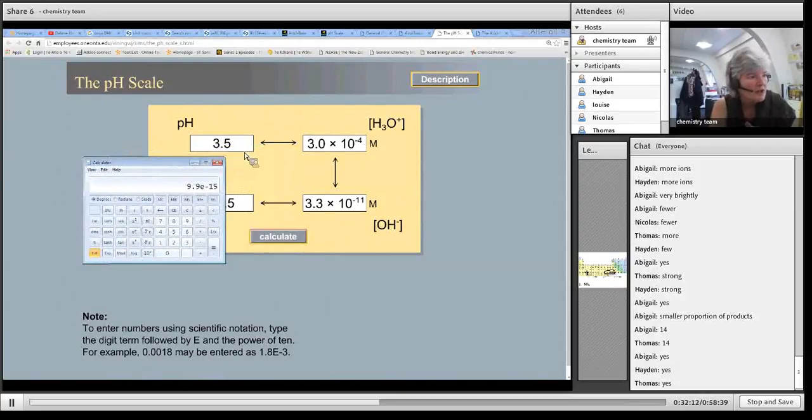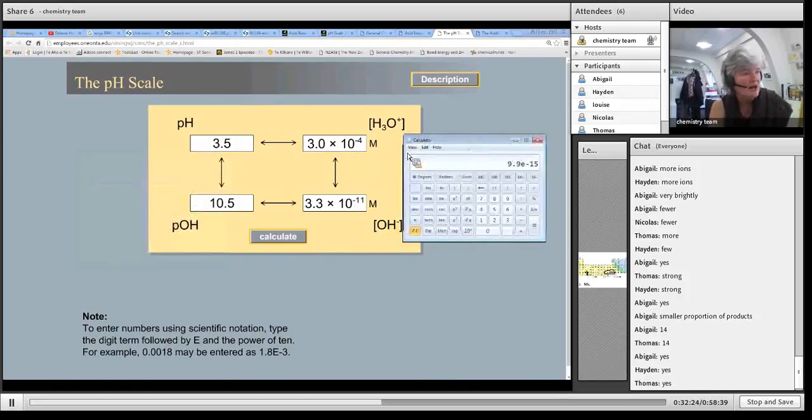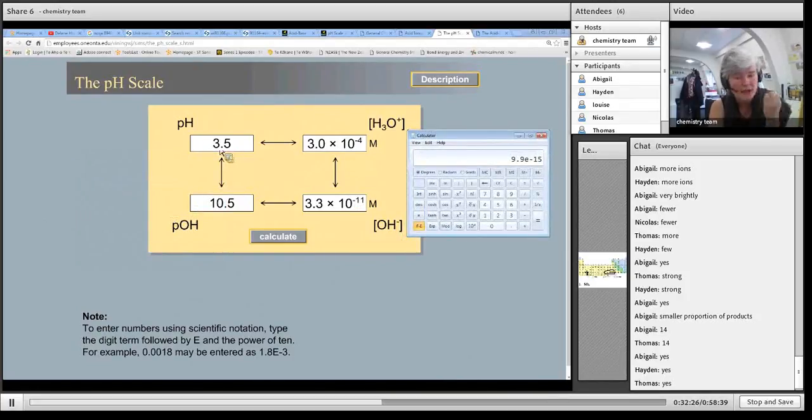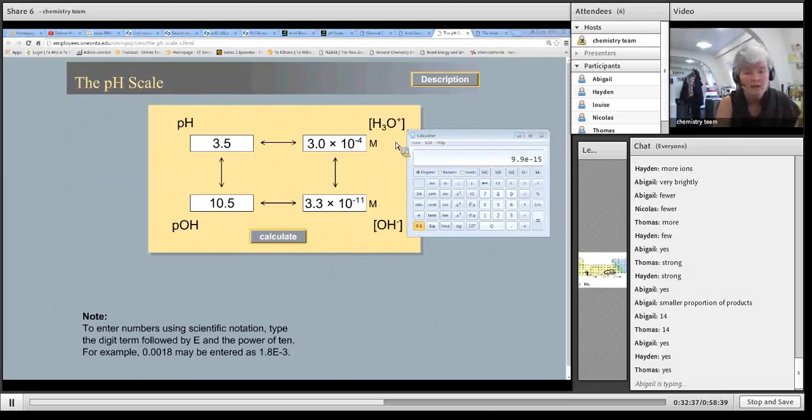So whatever my values work out, my hydronium and hydroxide ion concentrations, if I multiply them together, will always give me 10 to the minus 14. And my pH, if I add my pH with the pOH, I'll always get 14. Okay, so what I want to do now is look at some calculations.